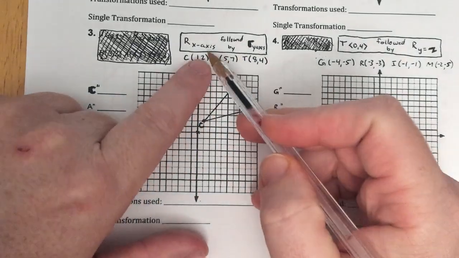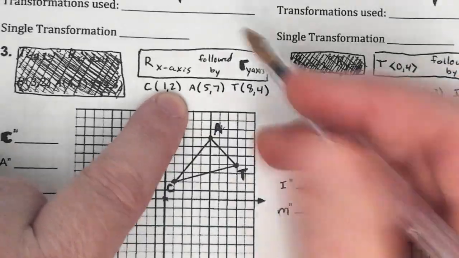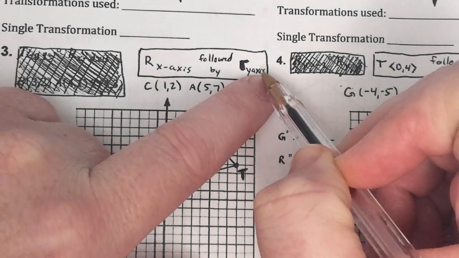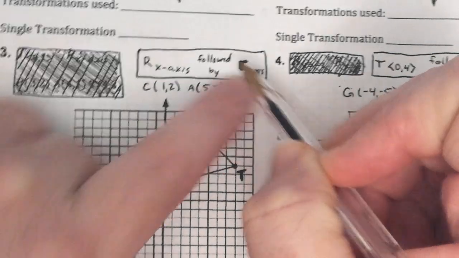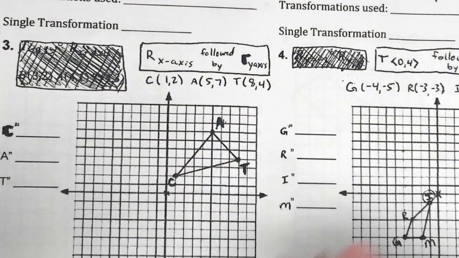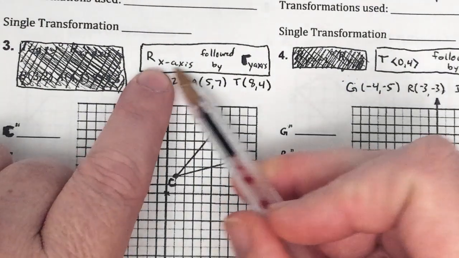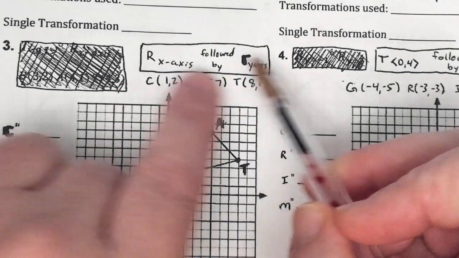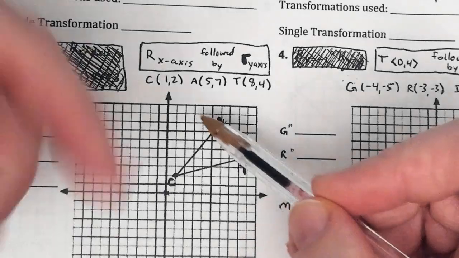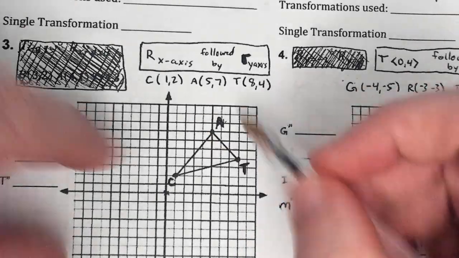So if we go down to over here, when it gives you order in words, this says reflect over the x-axis followed by reflection over the y-axis. So the R's are either rotation or reflection. You know the difference by the subscript. If it says x-axis or y-axis, that's definitely reflection. If it gives you a degree, it's automatically rotation. Capital R, lowercase r, it doesn't really matter.